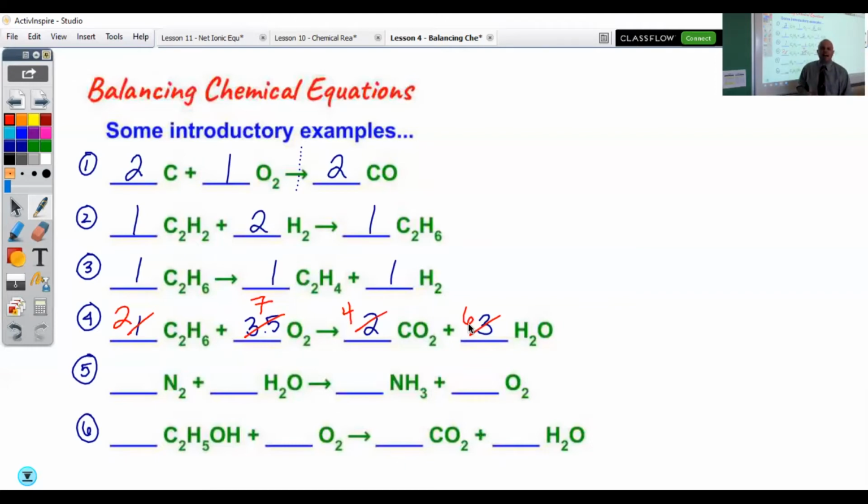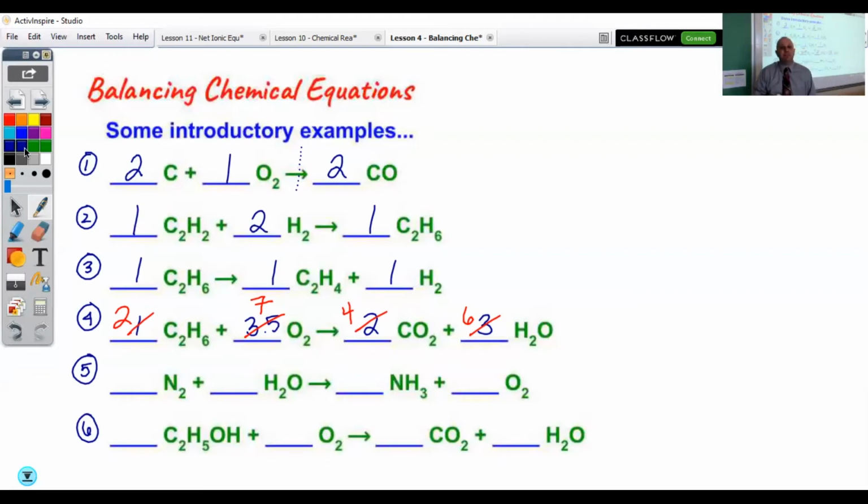So it does balance out, but you may have to double everything in order to get rid of that decimal. Your final answer should not have any decimals as coefficients. So if you do, you have to multiply to get rid of that decimal.